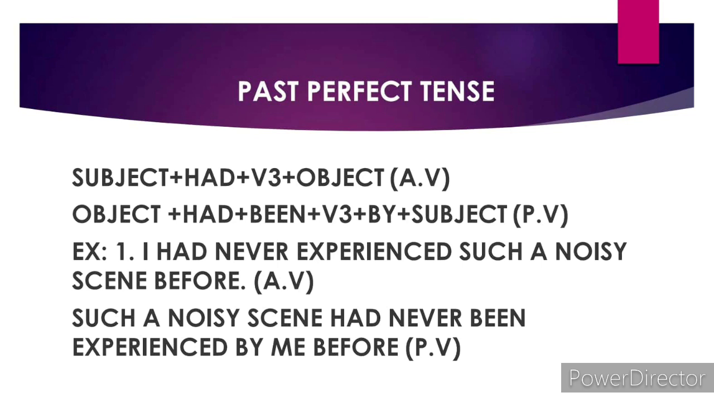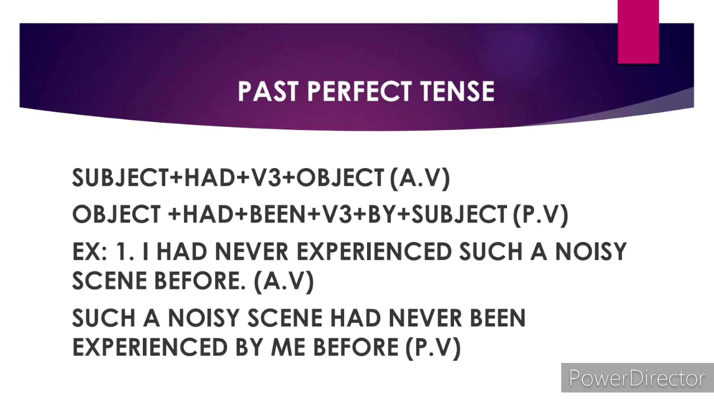Past perfect tense. Subject plus had plus v3 plus object. It's an active voice structure. Object plus had plus been plus v3 plus by plus subject. It's a passive voice structure. Subject will become object. Then we use had plus been plus v3 plus by, then the subject. It's a passive voice structure.